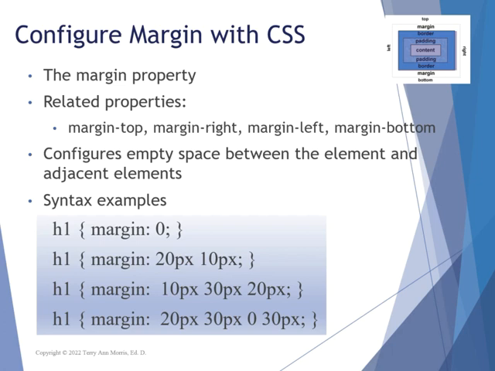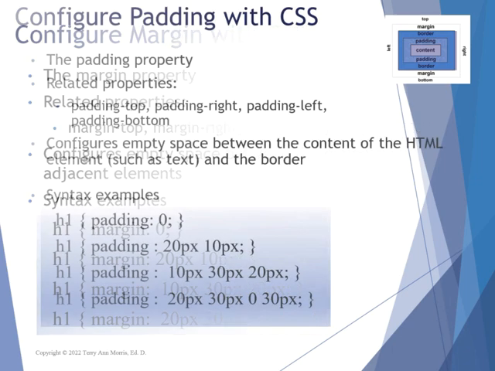Configure margin with CSS. Let's look at the margin property and its related properties. We have margin top, margin right, margin left, and margin bottom. This configures empty space between the element and adjacent elements as shown in the syntax examples below.